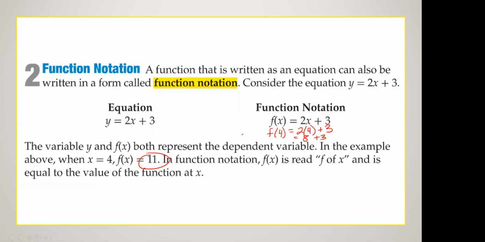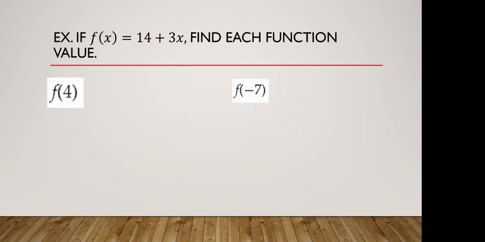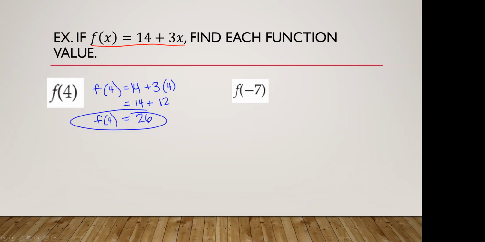All right, so let's look at a couple of these. So we've got this function, f of x equals 14 plus 3x. Find each function value. So first we're going to find f of 4, okay? So I'm going to find f of 4, and it equals 14 plus 3, but instead of x, I'm putting a 4 in for x in parentheses, okay? So then I use order of operations to solve this, okay? So I multiply before I add, so 3 times 4 is 12. So 14 plus 12 is 26. So I would say f of 4 is equal to 26, okay?